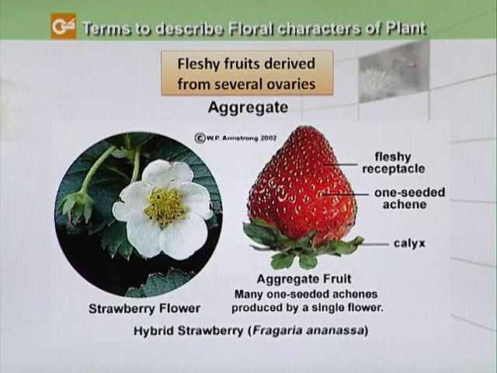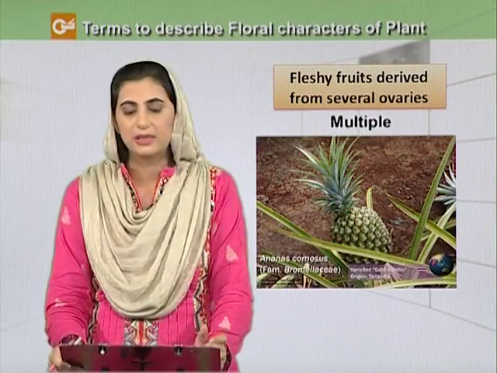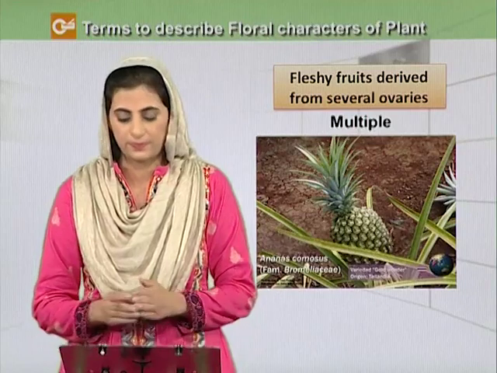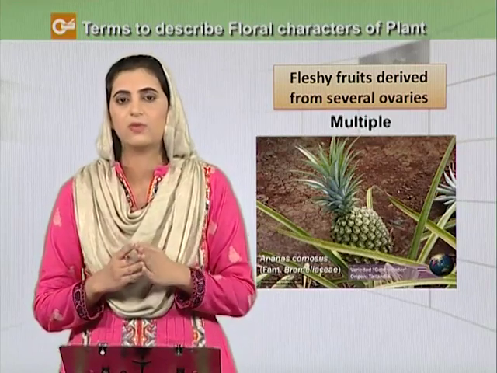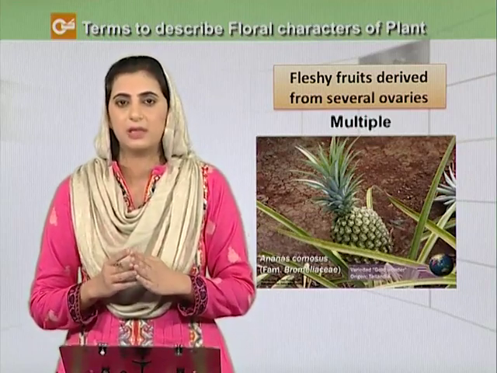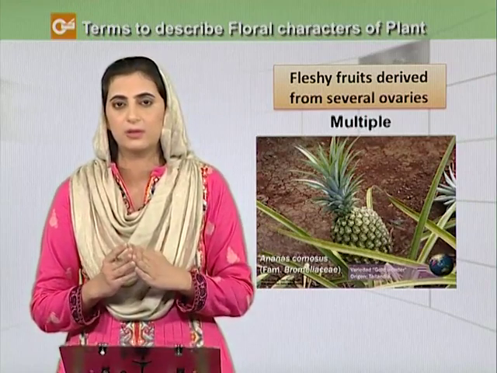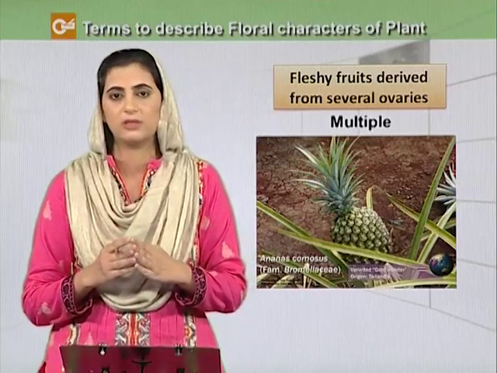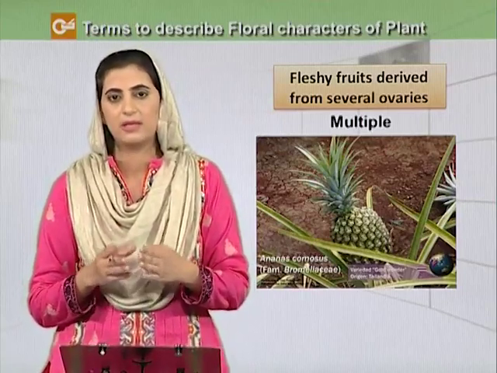And then we have fleshy fruits which are derived from several ovaries. We can take the example of strawberry, which is an example of aggregate fruit. And then there is another category of fleshy fruits derived from several ovaries, which is called multiple fruit. For example, pineapple, which is derived from various inflorescences. For example, it is derived from a spike inflorescence.